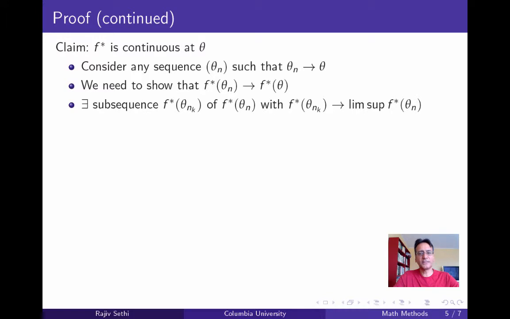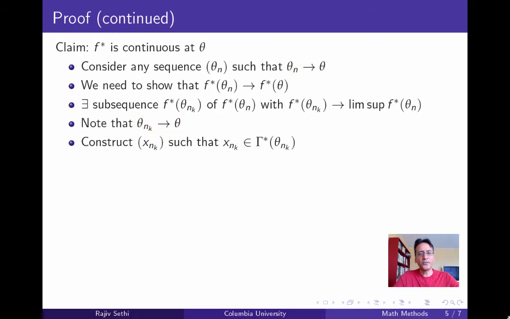Now let's use one of the facts that we've just discussed. Regardless of whether the real sequence f star of theta n converges to f star of theta, there exists a subsequence which we'll call f star of theta nk that converges to the lim sup of f star of theta n. Now let theta nk denote the sequence of parameter values that are associated with this subsequence f star of theta nk. And note that this must converge to theta because it's a subsequence of theta n and theta n converges to theta.